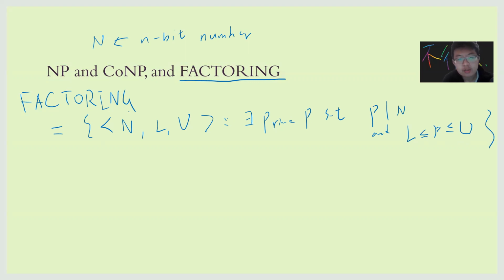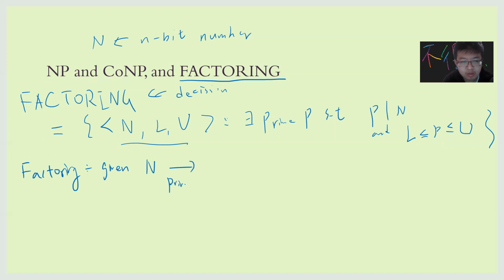So this factoring is a decision language. Somebody gives you N, L, and U, and you need to return one if you can find a P such that P divides N, P is a prime factor of N, and P is between L and U. There is also the factoring problem, which I will just call factoring. It is more general: given n, you need to return the prime factors. Basically, you need to do a prime factorization.